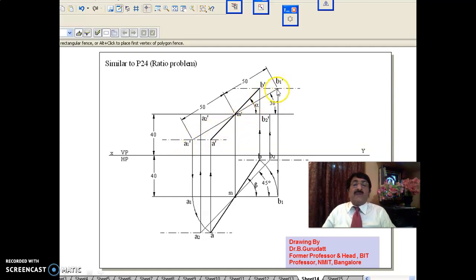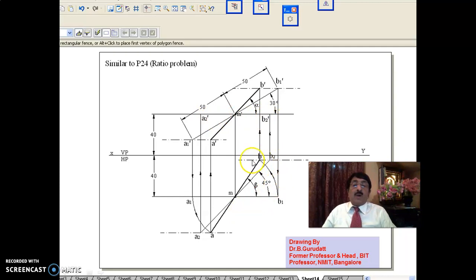Immediately, when the true length is found in the front view, the corresponding top view should be parallel to the XY line. A1, B1 you draw. Okay, corresponding top view, A1, B1 you draw. In the same way, with M as center, draw MB2, MA2 at 45 degrees, cut 50 here, cut 50 here. Once you cut 50 and 50 here, this is the true length of the line. I have told you when you find the true length, the corresponding other view should be parallel to the XY line. Immediately write the corresponding other view, A2 dash, B2 dash, parallel to the XY line you draw.